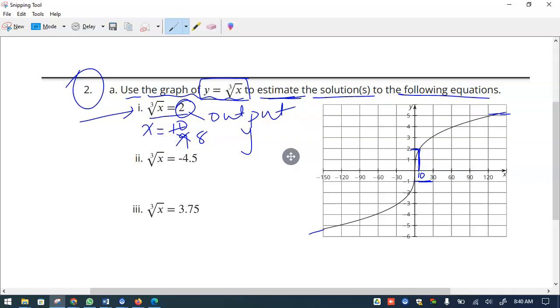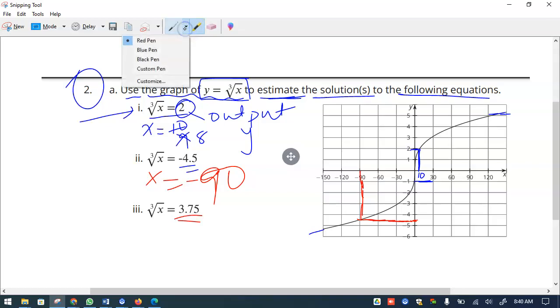The second one is negative 4.5. I'm going to use a red one. So negative 4.5 is this one. So I go all the way this way and it touches somewhere here maybe. And that goes all the way to -90. So this is -90.